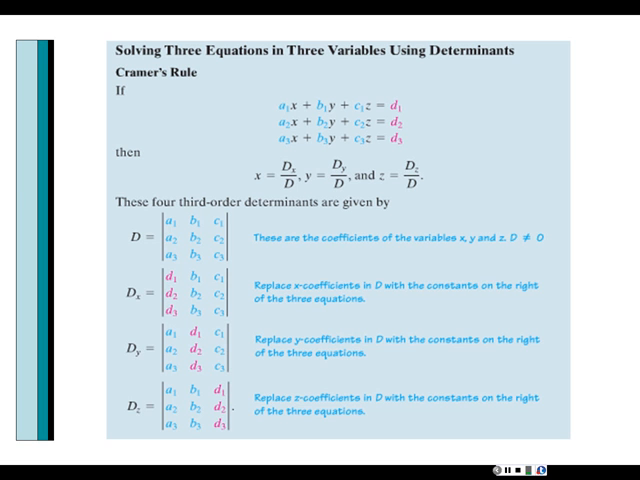Now the only change is when you are taking Dx, you will have everything as it is, except the column for x is going to be replaced by the column of constant coefficients. When you are taking the determinant for y, everything will stay the same except the column y. This is the column for y, right? That's going to be replaced by the coefficient column.